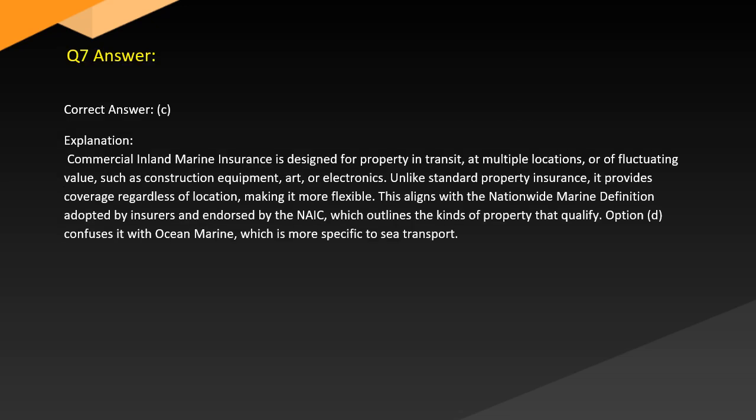Answer. Correct answer: C. Explanation. Commercial inland marine insurance is designed for property in transit, at multiple locations, or of fluctuating value, such as construction equipment, art, or electronics. Unlike standard property insurance, it provides coverage regardless of location, making it more flexible. This aligns with the nationwide marine definition adopted by insurers and endorsed by the NAIC, which outlines the kinds of property that qualify. Option D confuses it with ocean marine, which is more specific to sea transport.